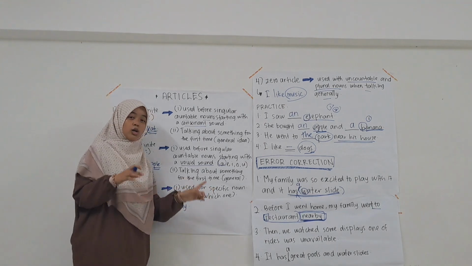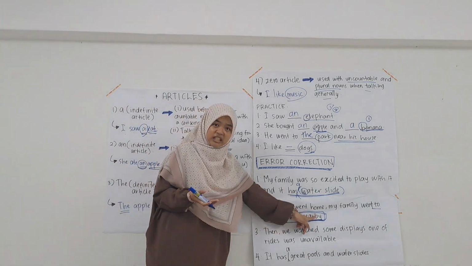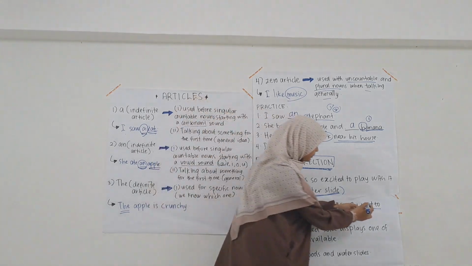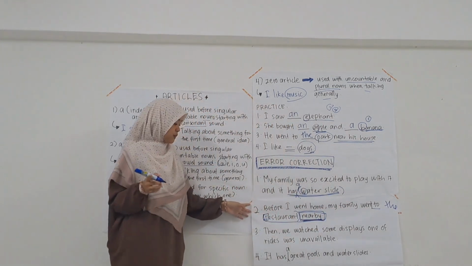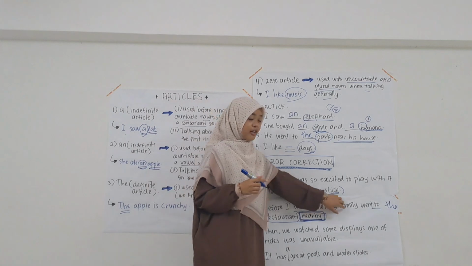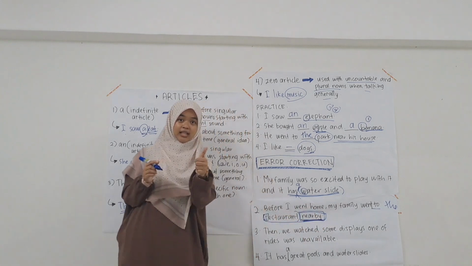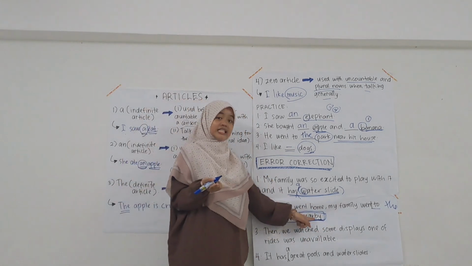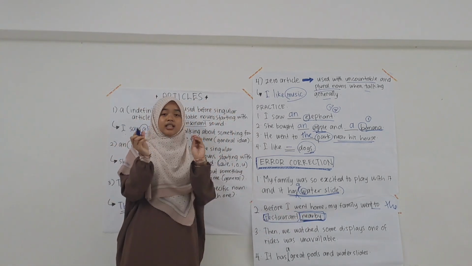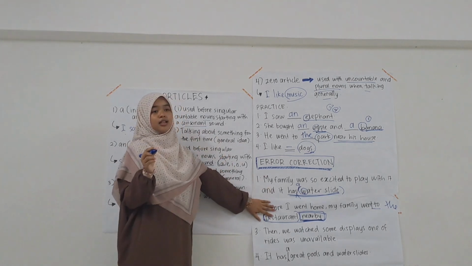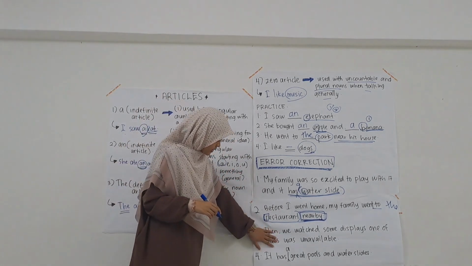You have to add the definite article the, because the is used for a specific noun, so you already know which one. Which restaurant are you referring to? The restaurant nearby. So the correct sentence would be: before I went home, my family went to the restaurant nearby. Okay, so that is how you determine which article to use in the sentence that you are constructing. Let's look at the third sentence.